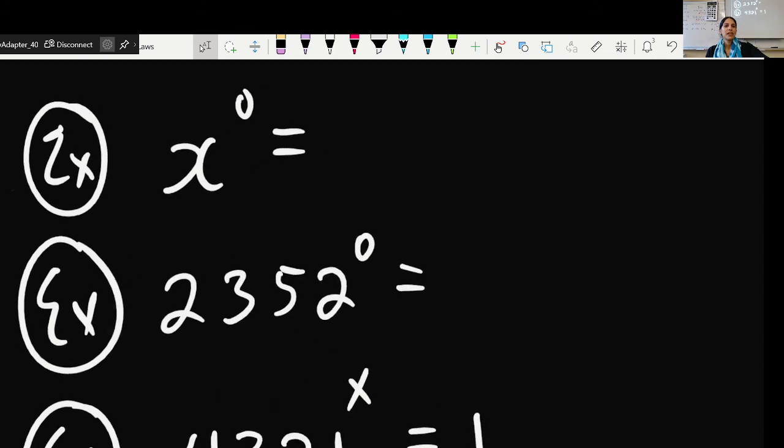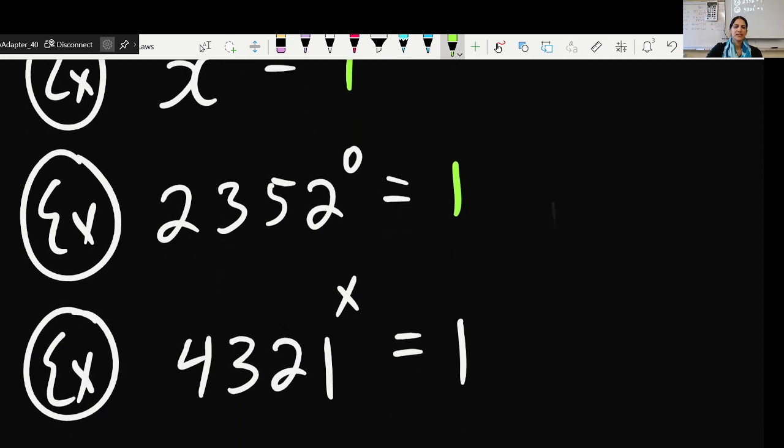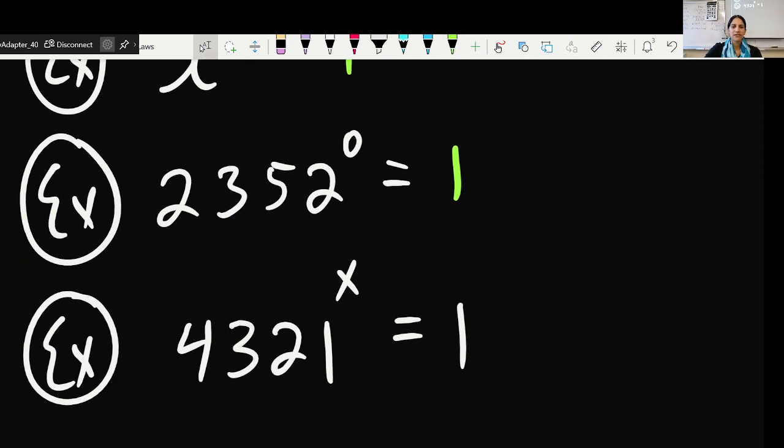Yes. And this is just a refresher. What is x to the 0? We already did this, but we can do a quick recap. What's anything to the power of 0? 1. Anything to the power of 0? 1. And if we have all of this, 4,321 to the power of x equals 1. Therefore, what is x? X has to be 0. Do you see how that fits together?